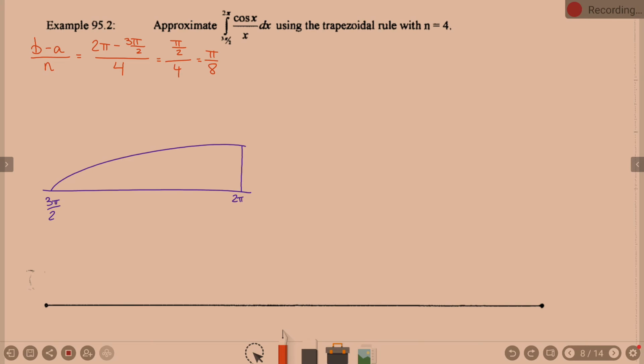Fun numbers. Now, since we're talking 8s, here's my thought. Let's change 3 pi over 2 to 8s. Because I have to talk all 8s. I can't just talk 8s on some things. It's all or none. So 3 pi over 2 is 12 pi over 8, correct? What's 2 pi?